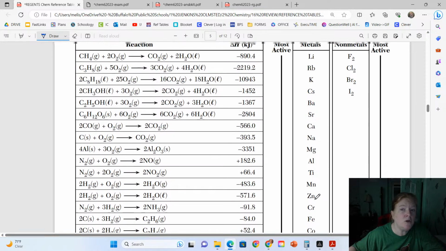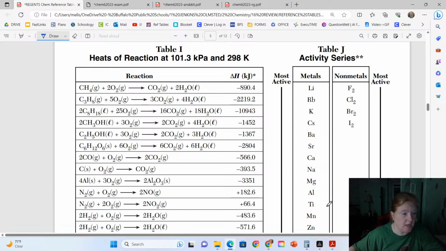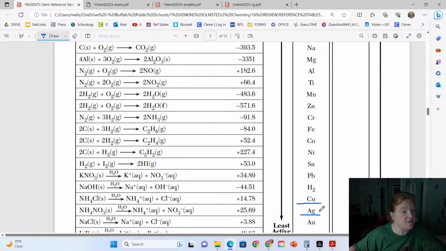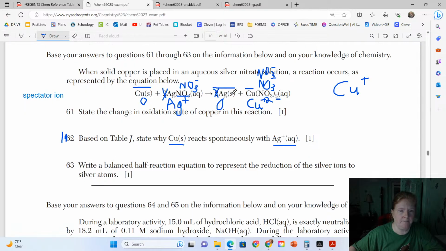is that there are no plus signs written on table J, right? No plus signs. You just see the names of elements, right? So for this question, based on table J, why it reacts, I have to say copper is higher. That's enough. Cu is higher. Cu is more active. Yes, absolutely. Cu is higher. But here's why I said I have an issue with it.